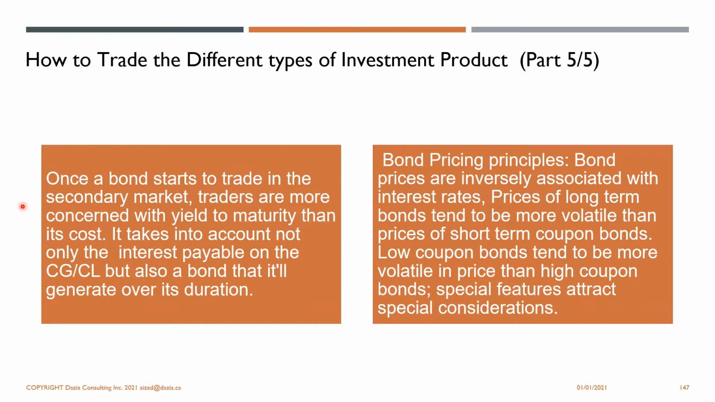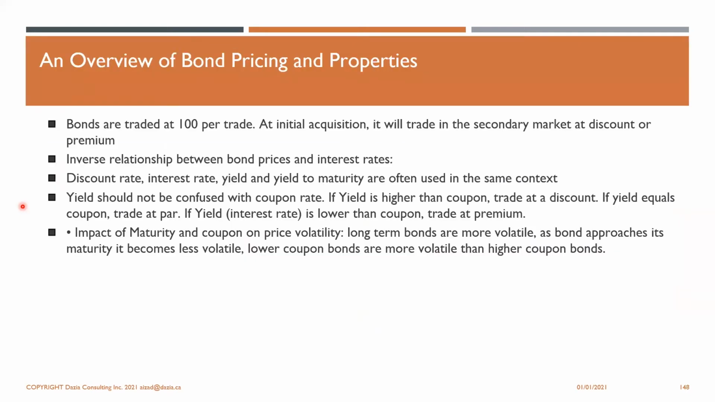So bond pricing principles are that bond prices are inversely associated with interest rates. So if interest rates go up, the prices of bonds are going to go down. And a long-term bond is going to be more volatile than a short-term bond, and low coupon bonds tend to be more volatile than high coupon bonds. So these special features attract special consideration. Bonds are issued at 100, and so they will trade in the secondary market at a discount or premium.